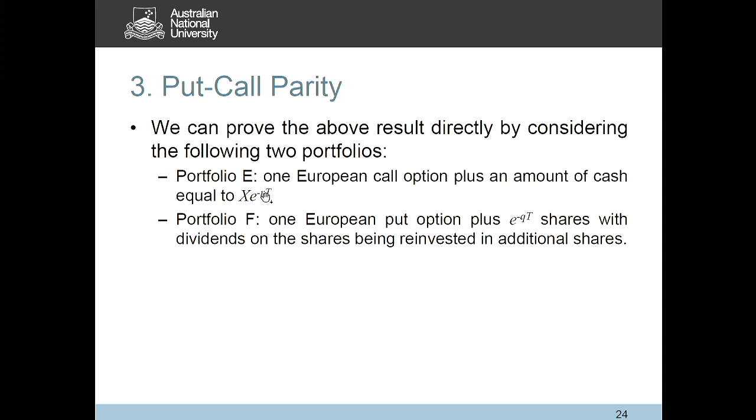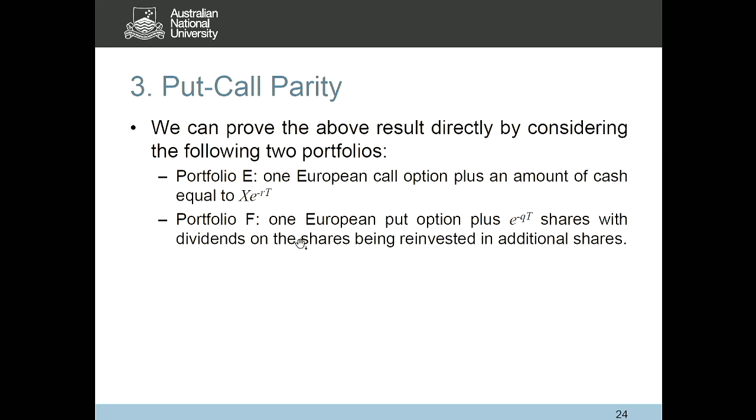So that's why whenever you're buying a call, you always invest some money in the bank account. The amount is the present value of the strike price, because at maturity time T that would grow to X. And X will be sufficient for you to pay the strike price.